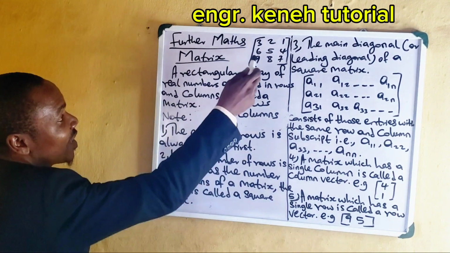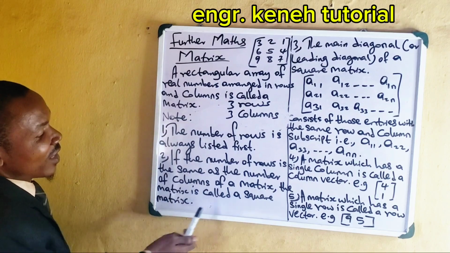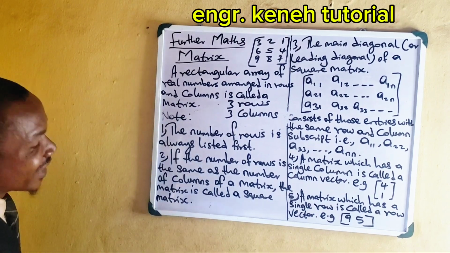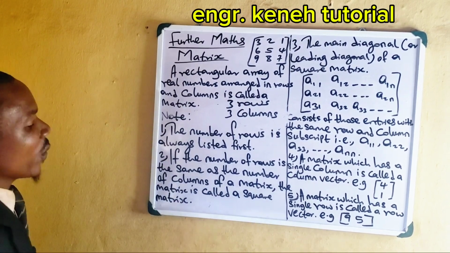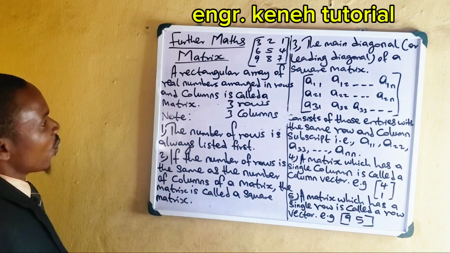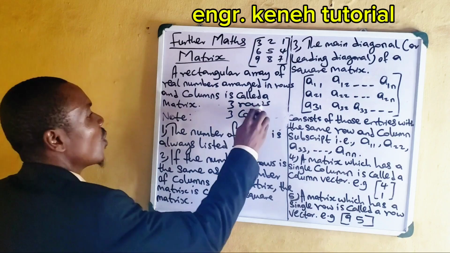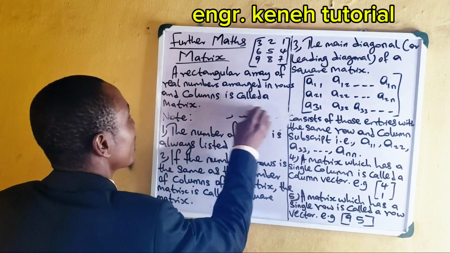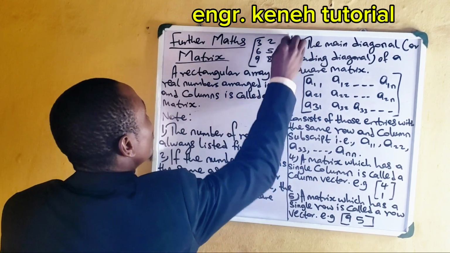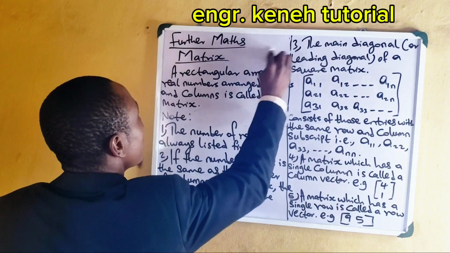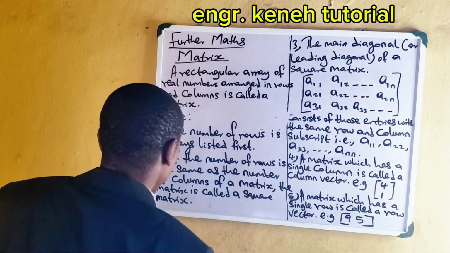When you have something like this, the term we give to it is what? We call it a square matrix. All right. So anytime the number of rows happens to be equal to the number of columns, we have a square matrix.